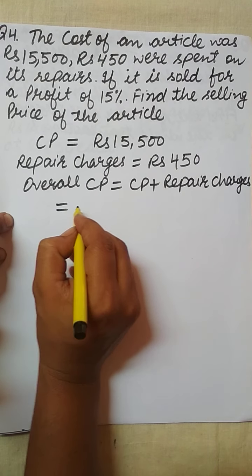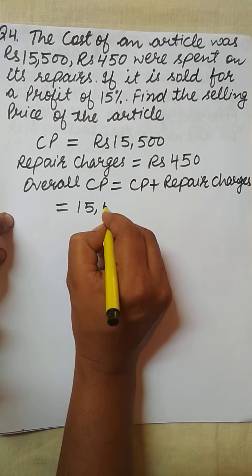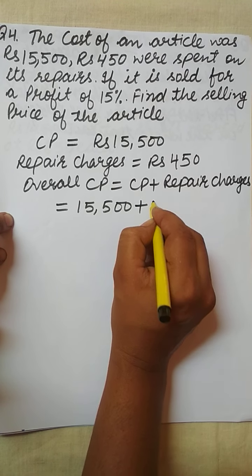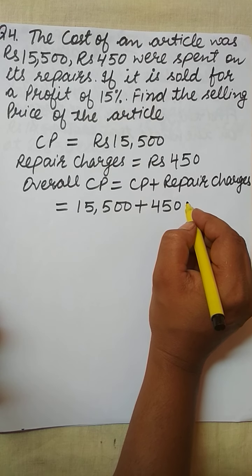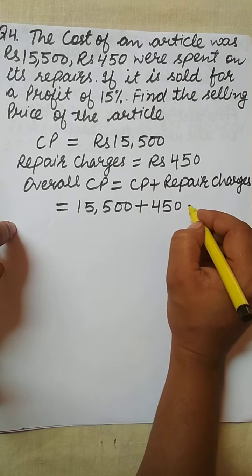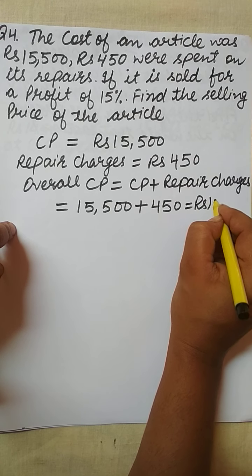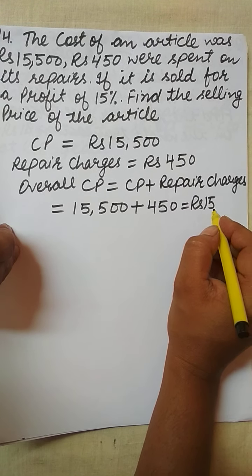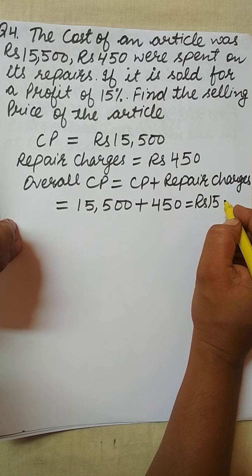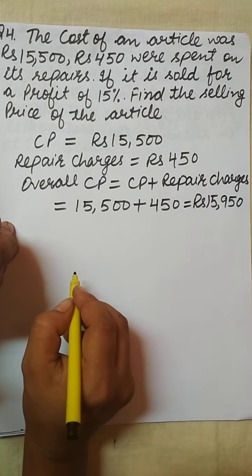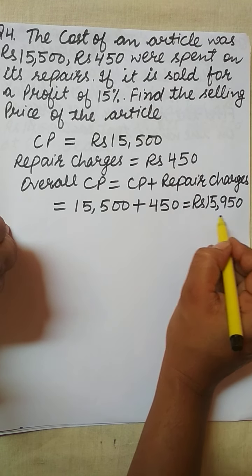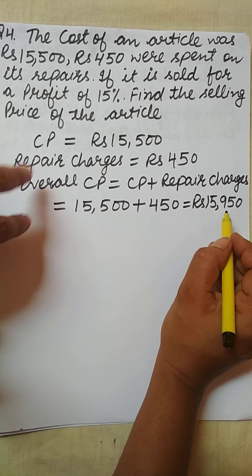This is equal to 15,500 plus 450, which is equal to rupees 15,950. This is actually the amount which is spent on the article.